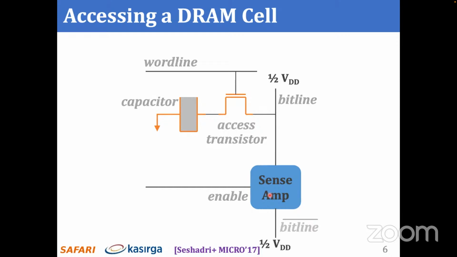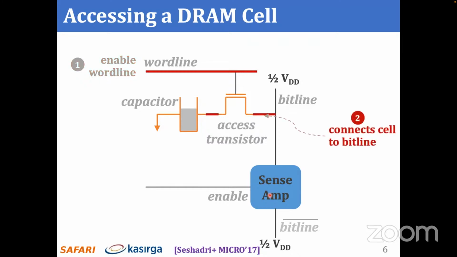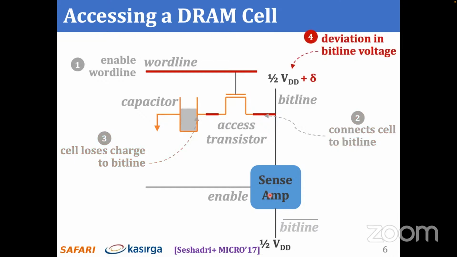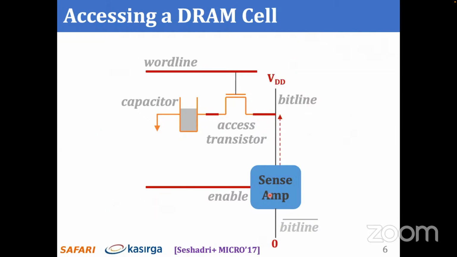So we'll look at how we access the cell. Initially, we have the bit line voltage set to VDD over 2, and the capacitor is fully charged, so it encodes a value of 1. So first we will enable the word line, and this will connect the capacitor to the bit line. And once this happens, the capacitor loses charge. In this case, it shares its charge with the bit line. So the bit line voltage deviates slightly towards VDD. And when we enable the sense amplifier, it will amplify this deviation up to VDD. So this operation also restores the charge lost in the capacitor back to the capacitor.